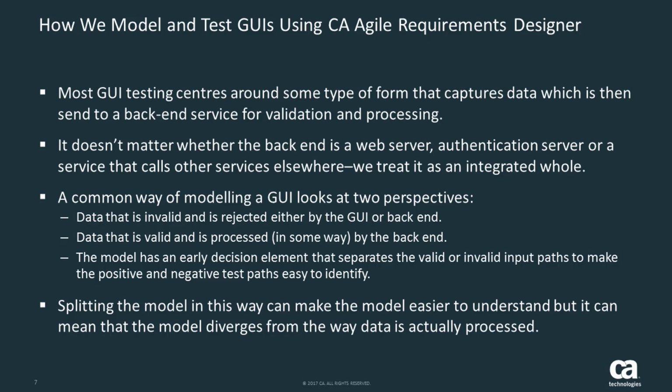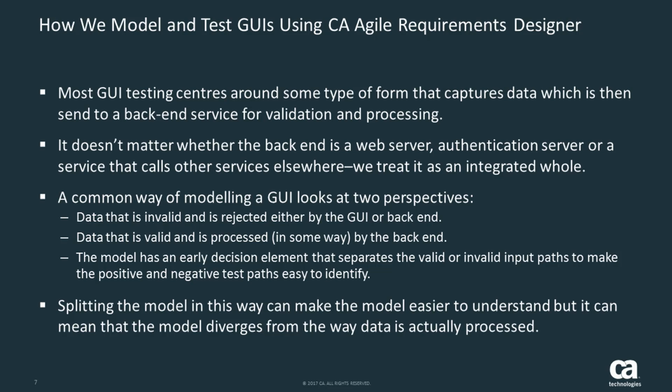Now, one way of looking at modelling a GUI looks at, if you like, the positive and the negative testing aspect. So negative testing being invalid data, we treat the invalid data rejected by the GUI and we model that as a subset of our model. The data that is valid and processed by the back end in some way, we can model in a different way. Now we might combine these models into one large complex model, but we could also modularize it to split up the positive and the negative test, if you like.